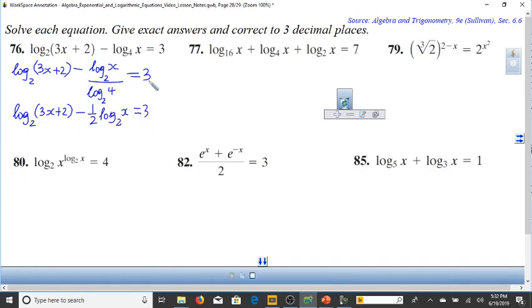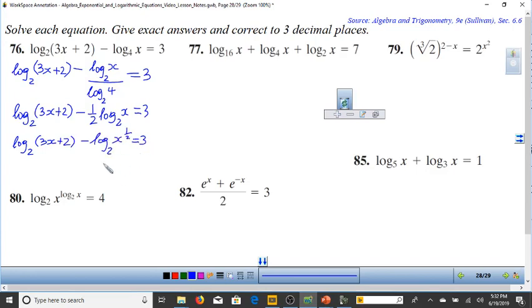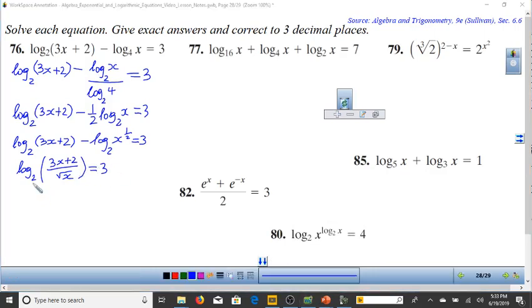And then I can combine those. I can combine the logarithms after I move the coefficient of x to the exponent. So I have log base 2 of x to the half equal to 3. And so I have log base 2 of 3x plus 2 over square root of x is equal to 3. And I'll just move some of these guys over for space. And then that would mean 2 to the 3 is equal to 3x plus 2 over the square root of x. We just rewrite it.